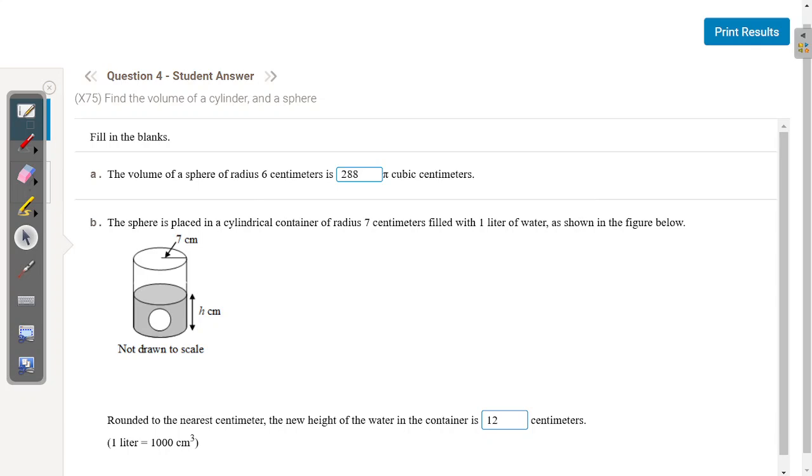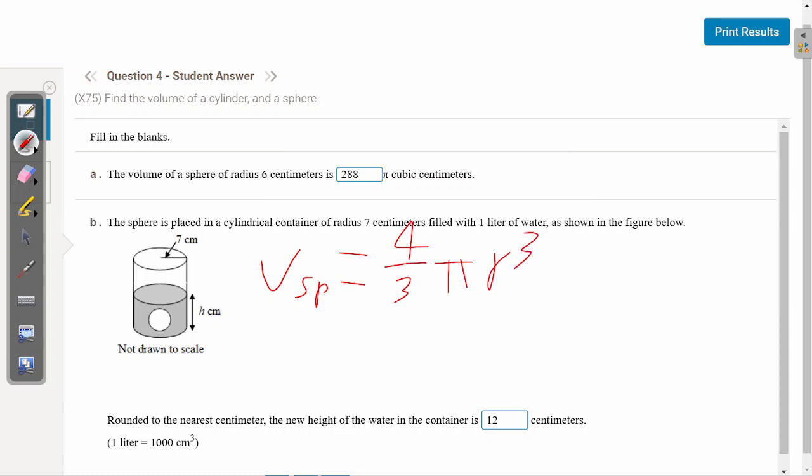The volume of a sphere of radius 6 centimeters is what? The volume of a sphere is equal to 4 over 3 pi r cubed. The radius is 6, so it's 4 over 3 times 6 cubed pi. So do this on the calculator without pi, just 4 over 3 times 6 cubed. You will get 288, so it's 288 pi.